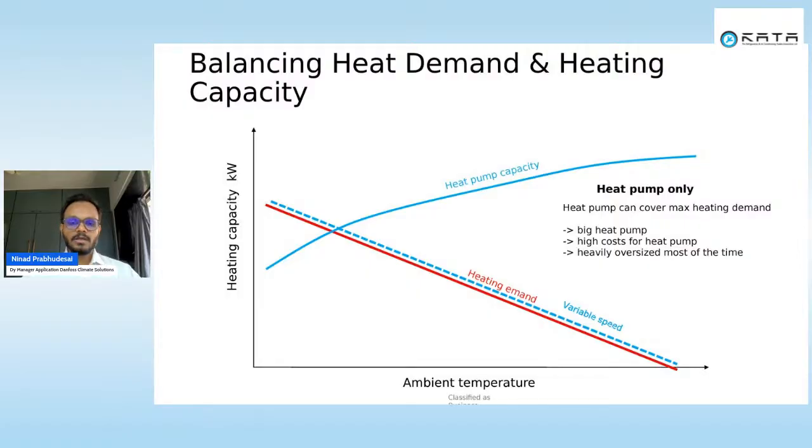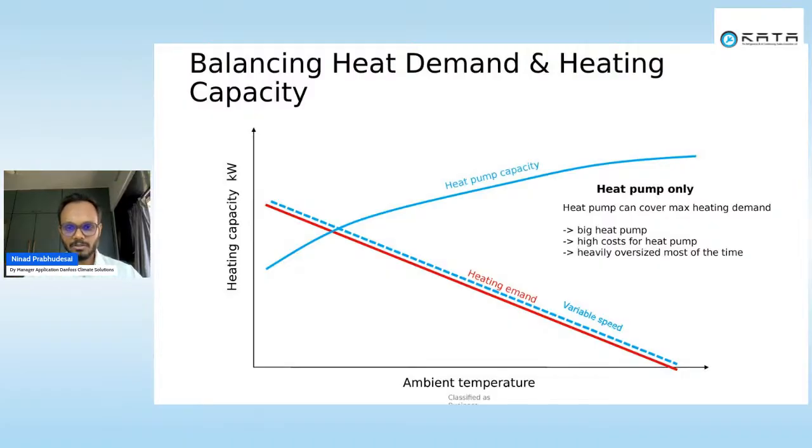Then the next thing is about balancing the heat demand and the heat capacity. Generally, during the larger temperature range when the heat pump is expected to work, we always consider the worst case. Your worst case of heating is at the lower ambient temperatures, where your heat pump capacity drops and you have more demand on the heating side.